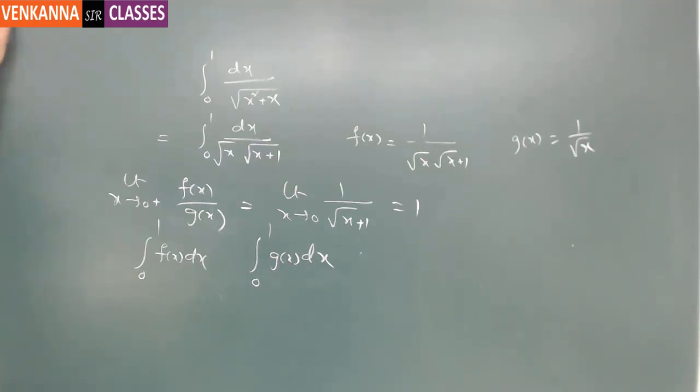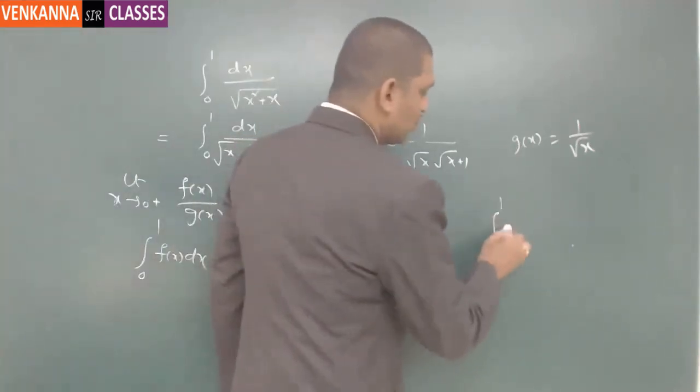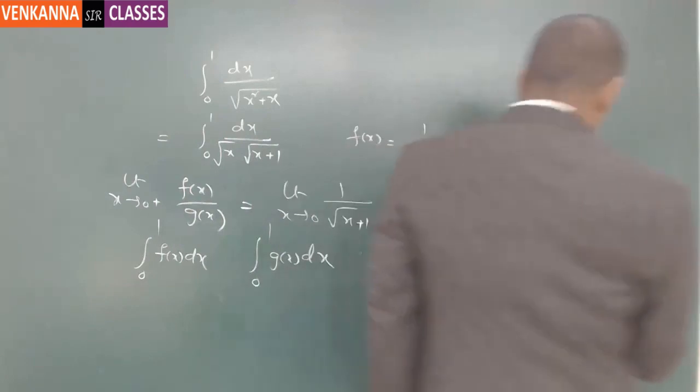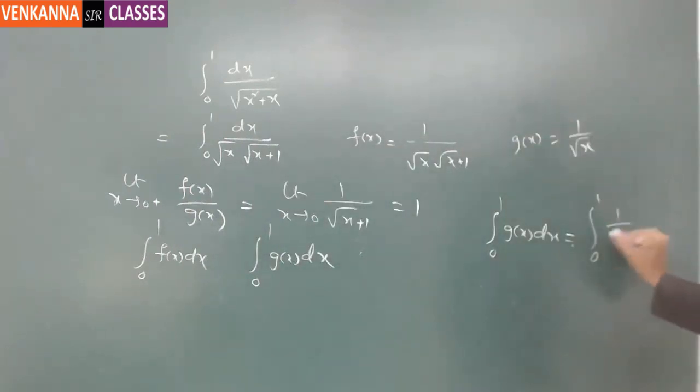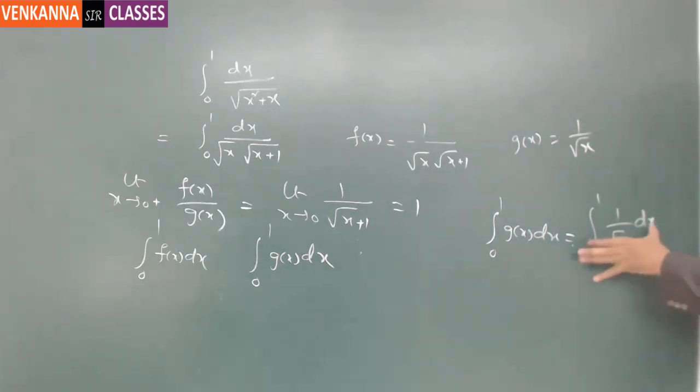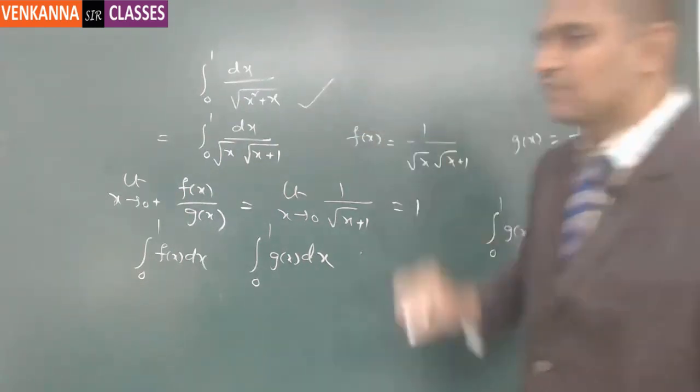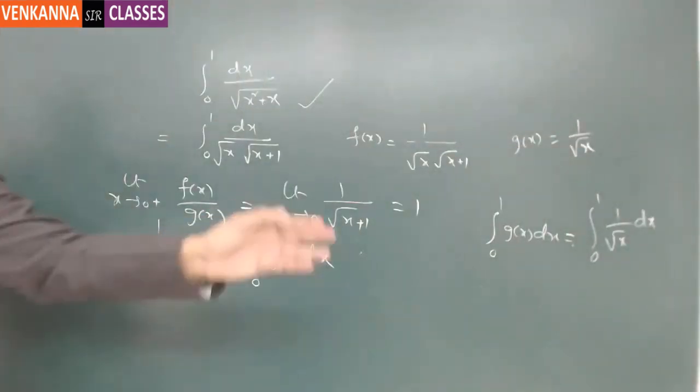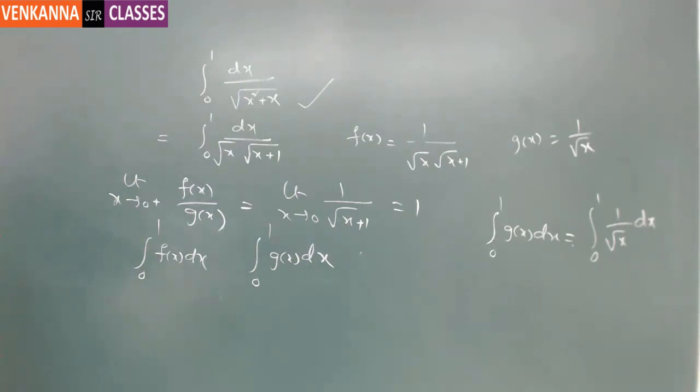So you should be cautious in choosing g. Generally we take the function which is giving the undefined value. Later we apply the limit. So both integrals converge or diverge together. Now coming to this part, integral 0 to 1 g of x dx is equal to integral 0 to 1 of 1 by root x dx. Now if you know whether this integral converges or diverges, automatically you can say that the given integral converges or diverges, right? Now how to say that that integral converges or diverges?